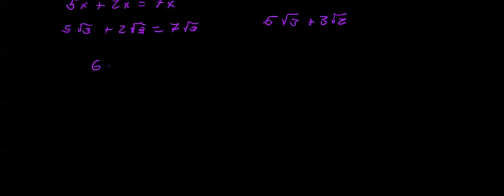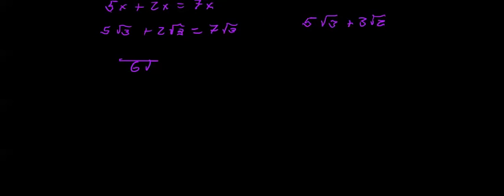6 radical 2 minus radical 2. Just treat this as if there's a 1 in front of it. 6 minus 1, 5 radical 2. My handwriting must have gotten bad over break.